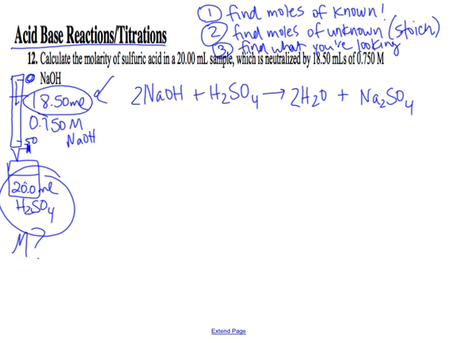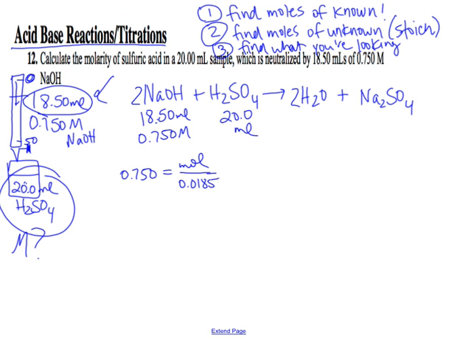All right? So, recapping what information we have. We know a lot about this one. We know we needed 18.5 mL of it at 0.750 molar. And then for this one, all we know is the sample in the beaker was 20 mL. So we need to first find the moles of what we know. What do we know the moles of? What's the known? Sodium hydroxide, correct. So 0.750 moles per liter, times 0.0185 liters. How many moles of NaOH do I have? Give me 3 sig figs.